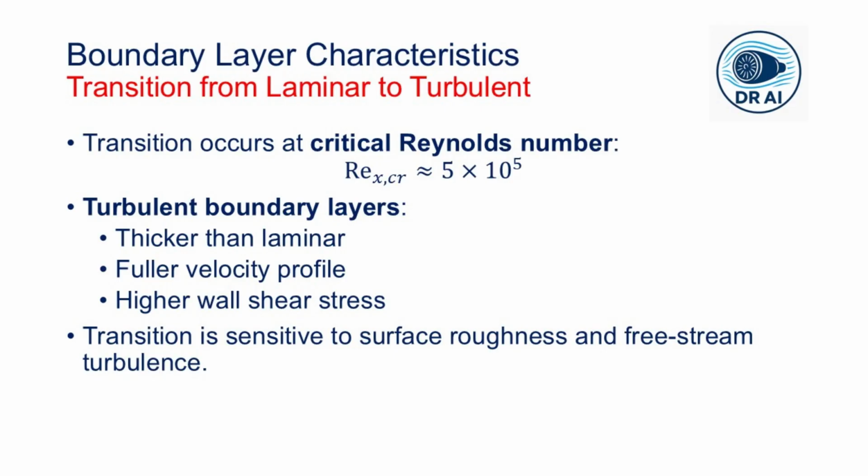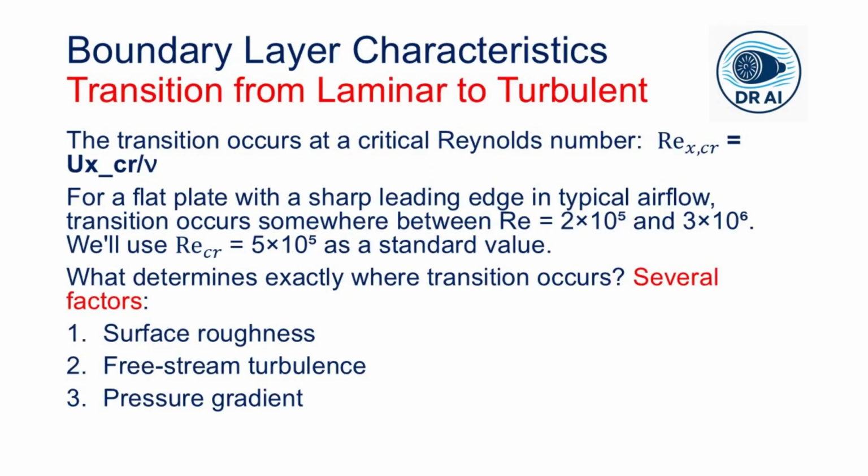Now, here is the crucial question. How long can a boundary layer remain laminar? The answer depends on the Reynolds number. For any free stream velocity and any fluid, if the plate is long enough, the boundary layer will eventually become turbulent. So the transition occurs at the critical Reynolds number, which we represent as Re_x critical equals U x critical divided by nu.